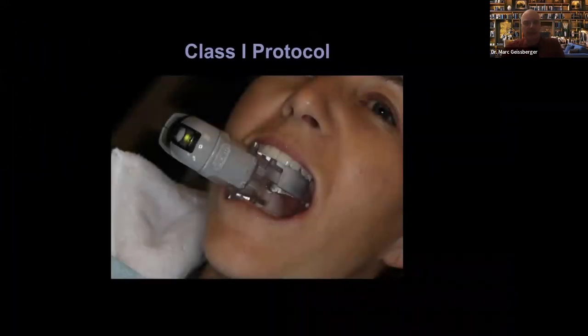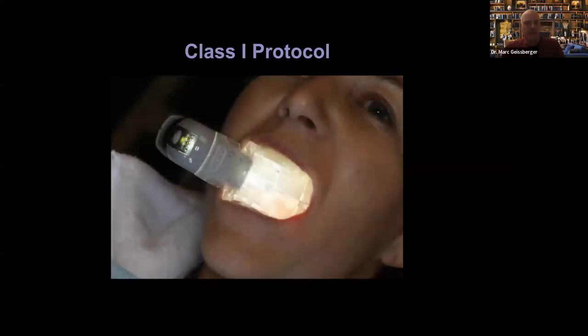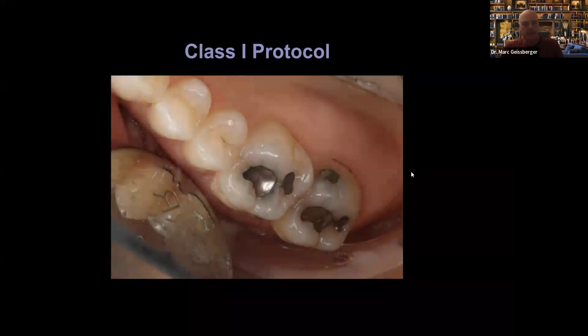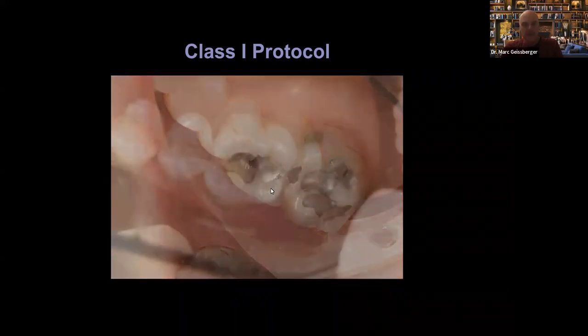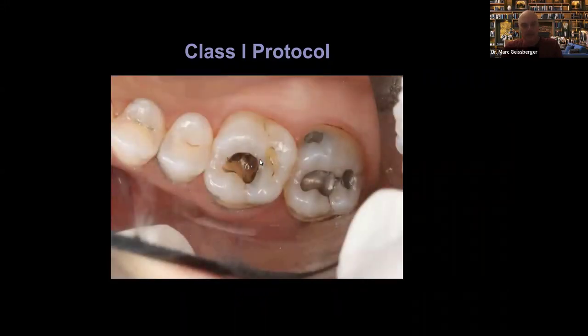Now, I want to talk about class one restorations real briefly and give you some tips here. Class one protocol for me is study your anatomy. Now, this is an upper molar, and I want this to disappear. I want this to blend in. How do we do that? Well, first of all, I use an isolite, as I mentioned, on every patient. And I'm going to remove the amalgam here. There's leaking under here. There's decay here. When I get this restoration out, and illuminate it, you can see the decay up under here.